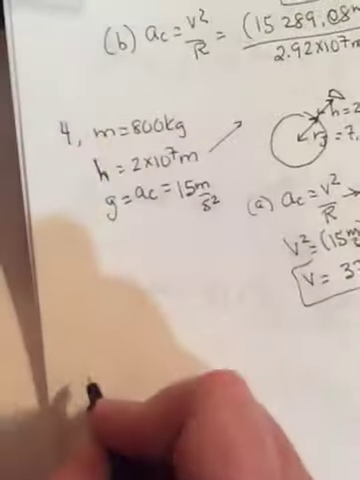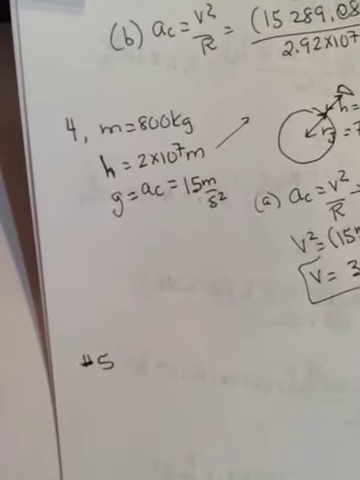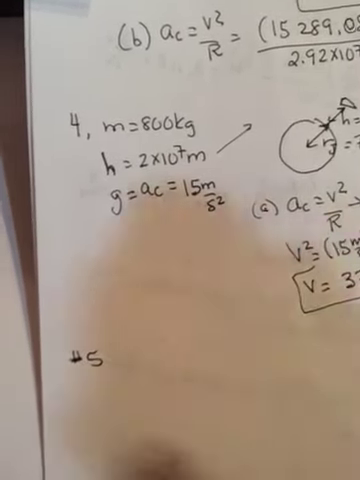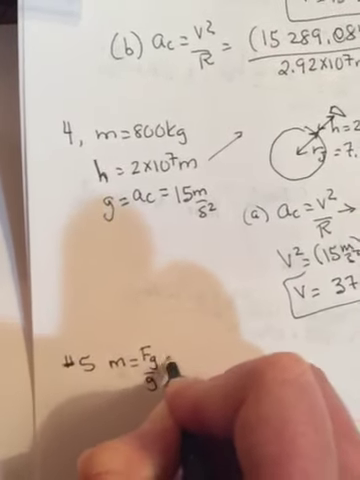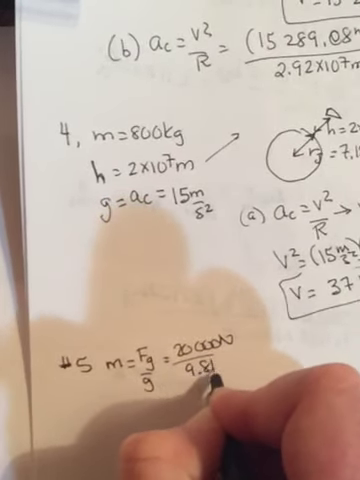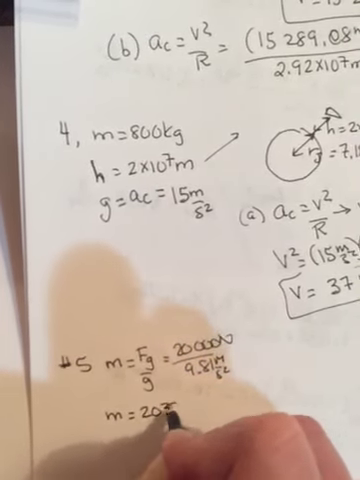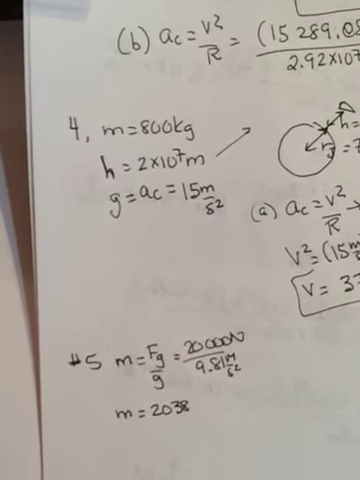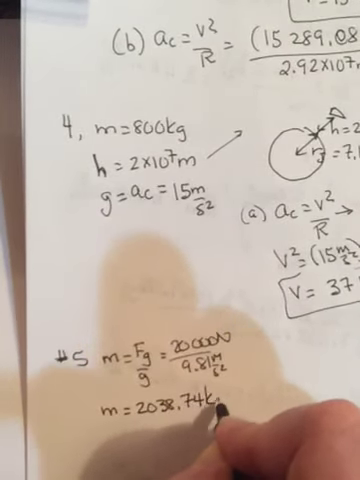Number 5. Number 5's the fun one. Number 5 says, a satellite which weighs 20,000 newtons on Earth. Again, you can find the mass, because it's just going to be Fg over g, or 20,000 newtons over 9.81 meters per second squared. So it should be 2,038.74. I can only do so much in my head.